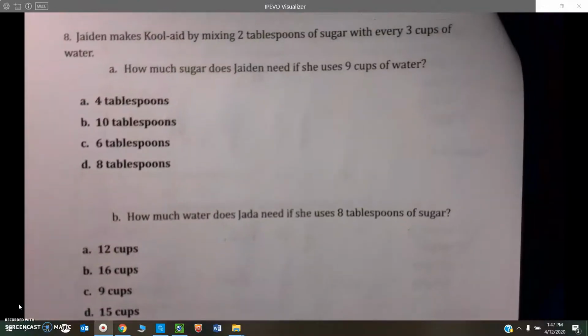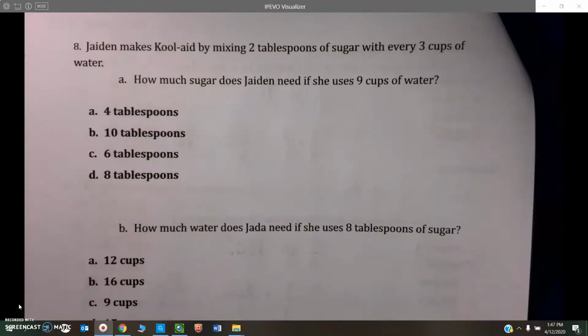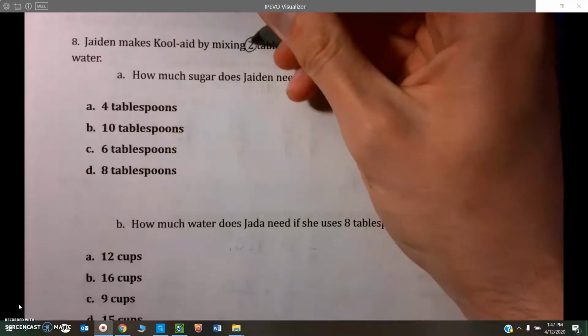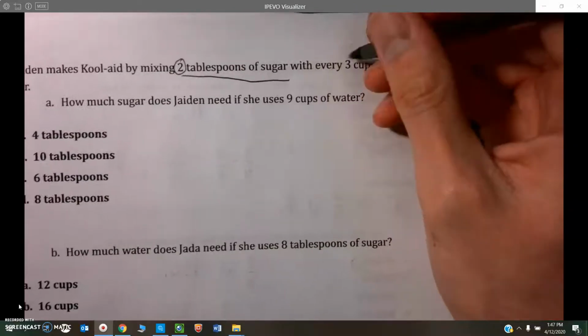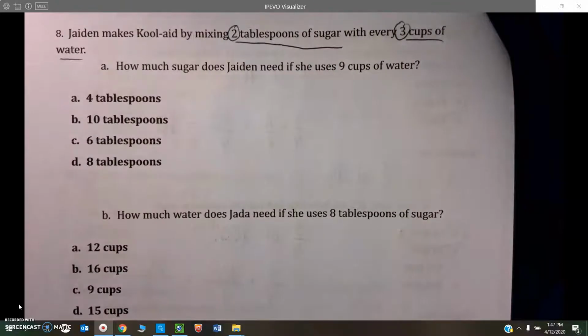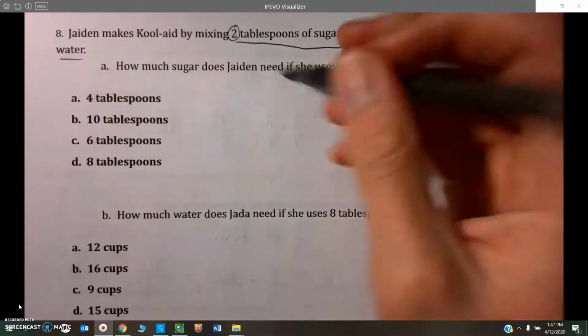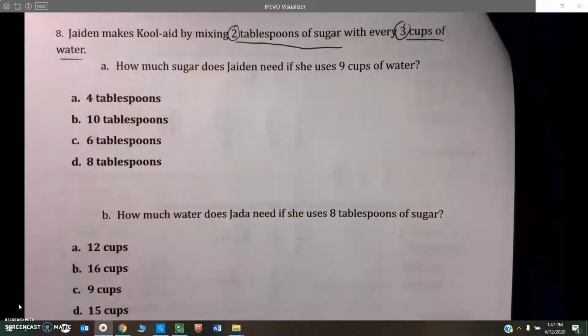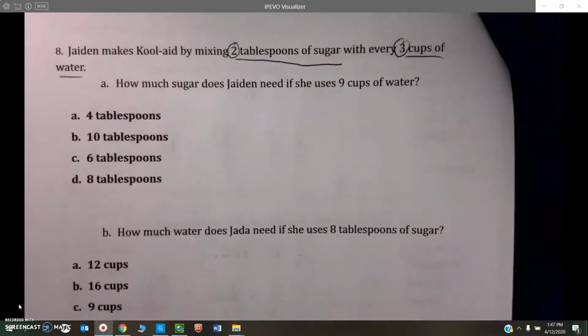All right, next page. Jaden makes Kool-Aid by mixing 2 tablespoons of sugar with every 3 cups of water. So how much sugar does Jaden need if she uses 9 cups of water? So sorry, that's a she. I can see that goes from Jaden to Jada. So a little mix up, just ignore the pronouns. How much sugar does Jaden need if she uses 9 cups of water?